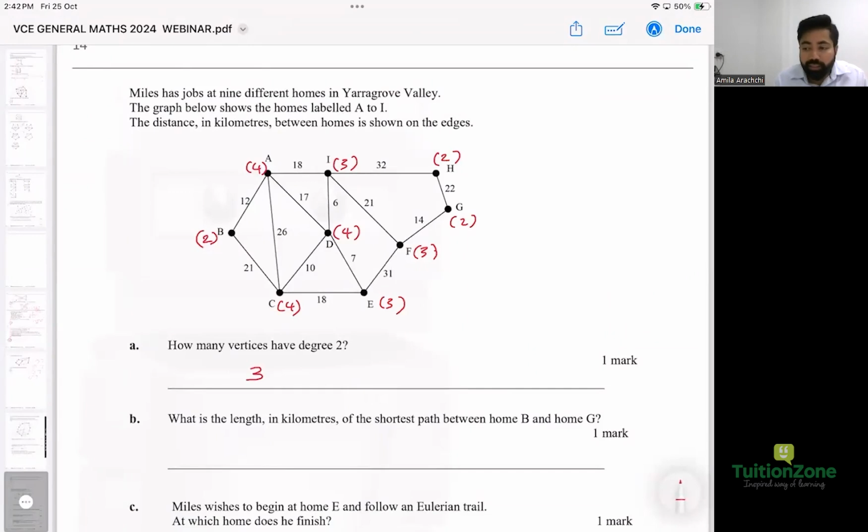And then, what is the length in kilometers of the shortest path between B and the G? So asking from B to G, shortest. Can you just figure out a few paths and see what's the shortest you can get, all of you?